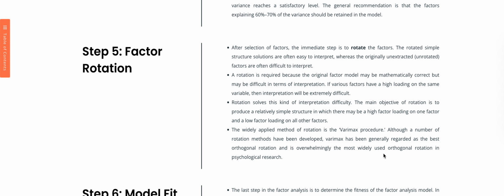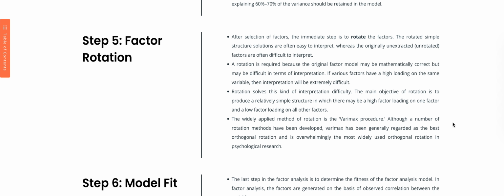Let's talk about step 5, that is factor rotation. After selecting the factors, the immediate step is to rotate them. Rotated simple structure solutions are often easy to interpret, whereas the originally extracted unrotated factors are often difficult to interpret. A rotation is required because the original factor model may be mathematically correct but difficult to interpret. If various factors have a high loading on the same variable, then interpretation will be extremely difficult. Rotation solves this kind of interpretation difficulty.